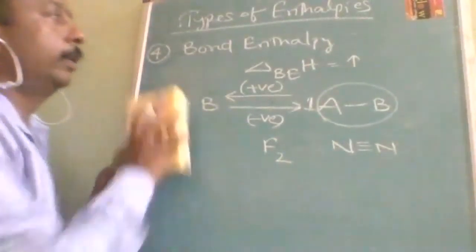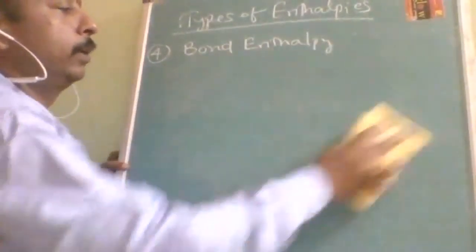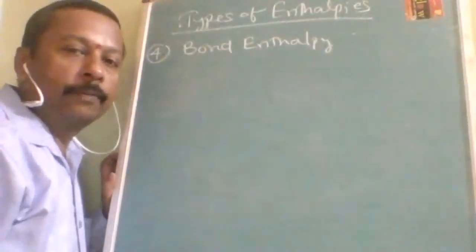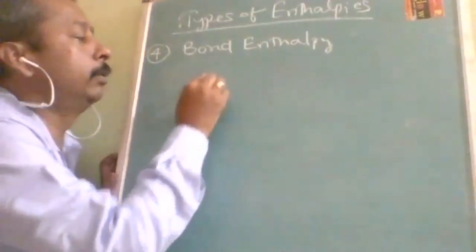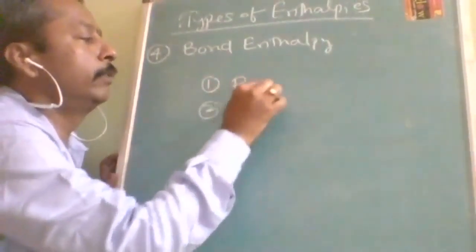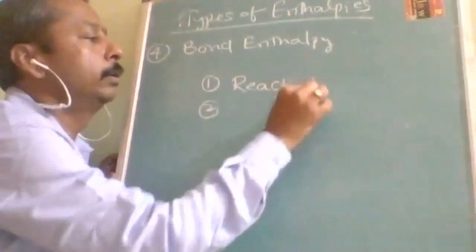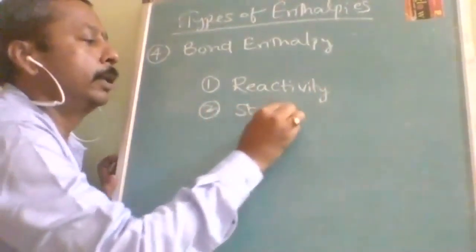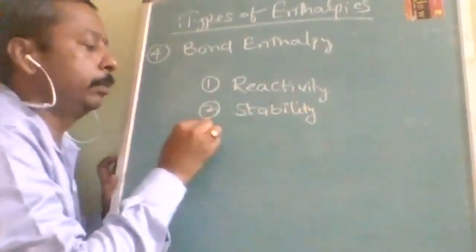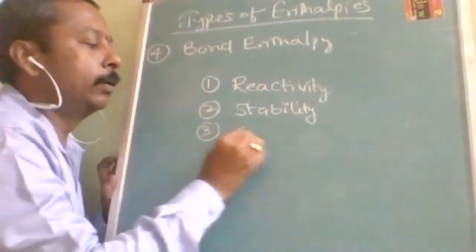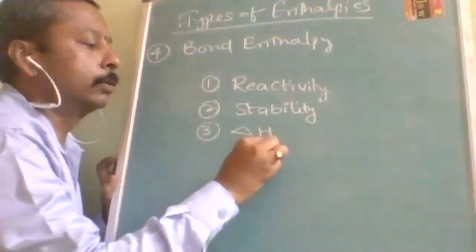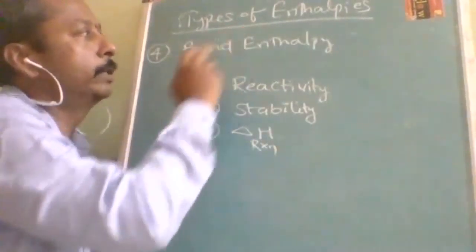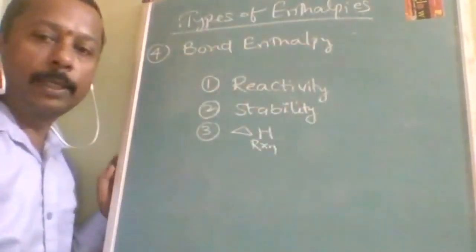Is it understood? So with the help of the bond enthalpy, what can we find out? First thing, we can find out the reactivity, compare the reactivity. We can compare the stability. And third thing, we can find out the enthalpy of reaction also. How we are going to do that, I will explain when we are studying the types of enthalpy. There is a topic, enthalpy of reaction.